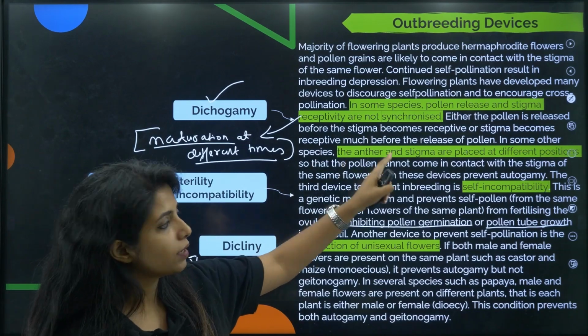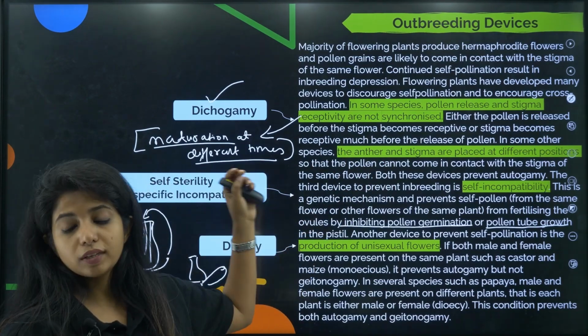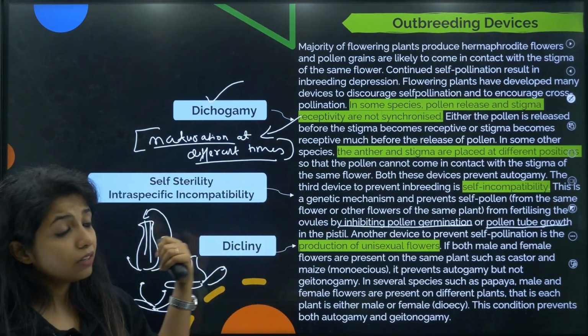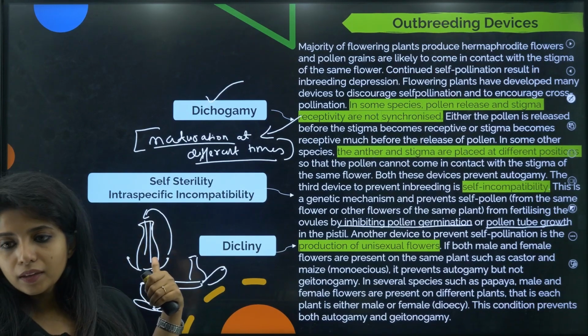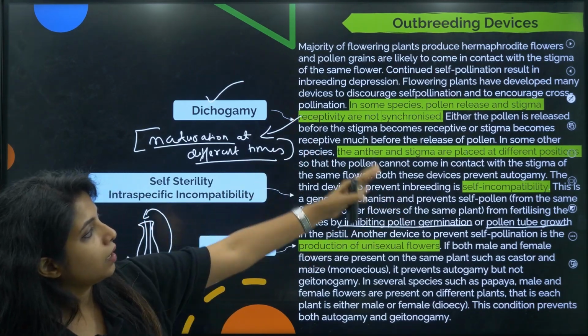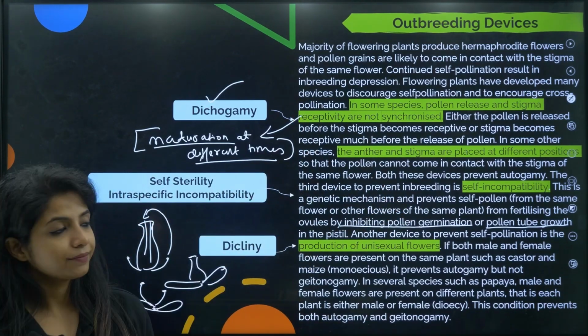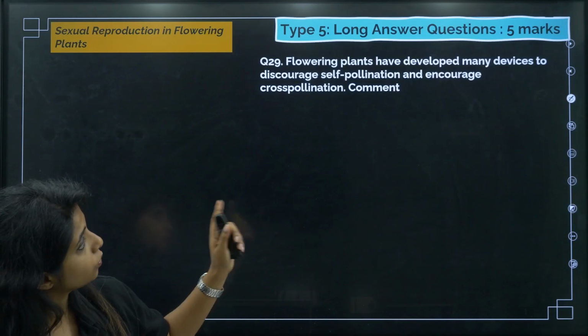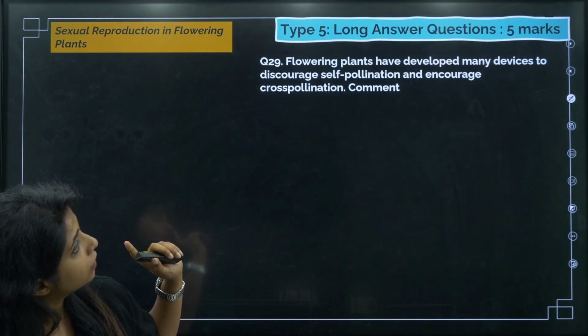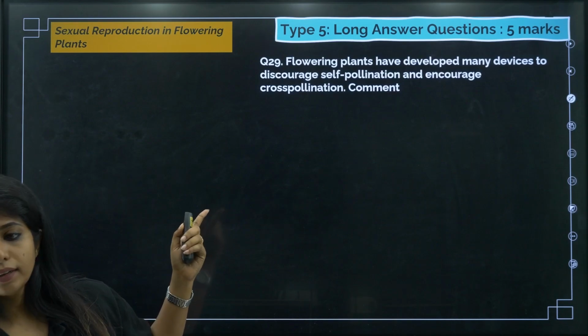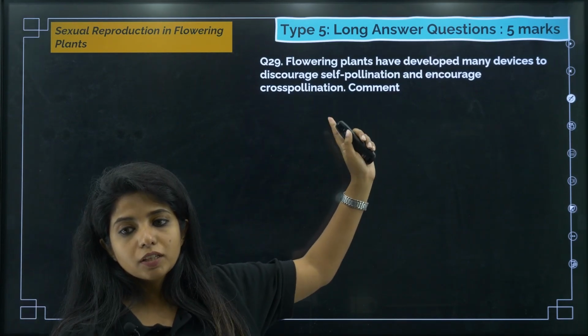So you have 4 points. You have to explain them in whatever ways I have explained to you. You can give examples of diagrams and explain if you want. Also mention it's a genetic thing. So in this way they will be discouraging self-pollination and encouraging cross-pollination.